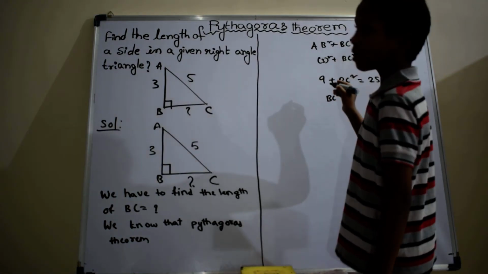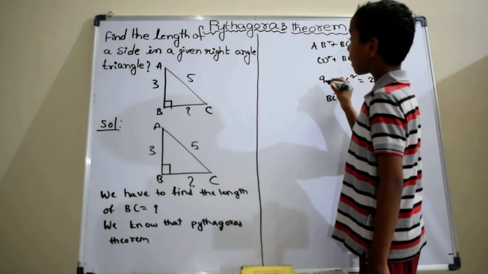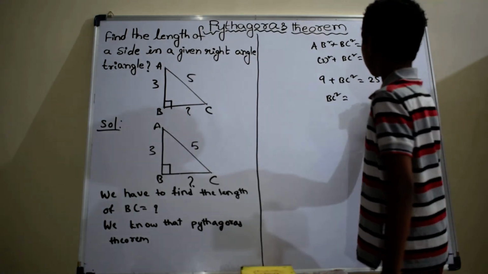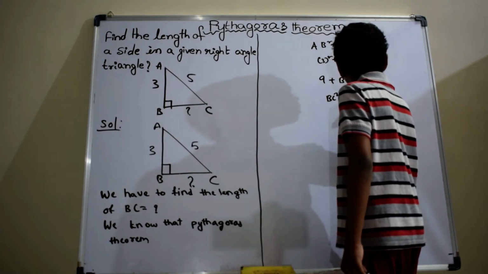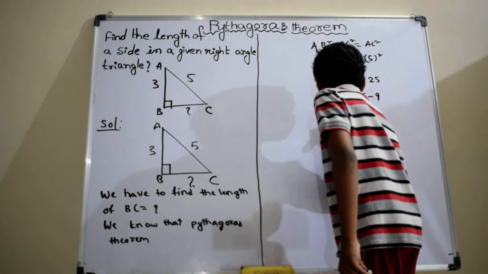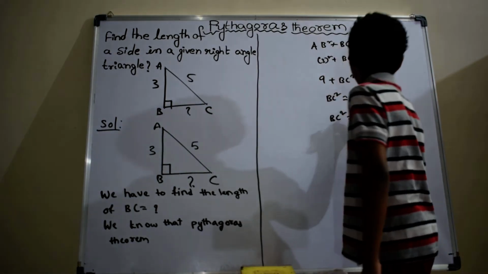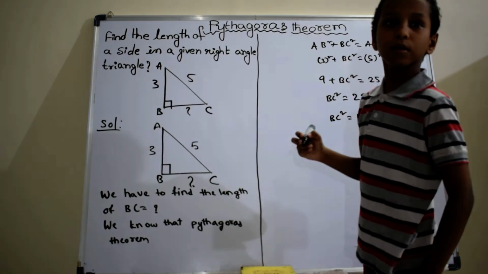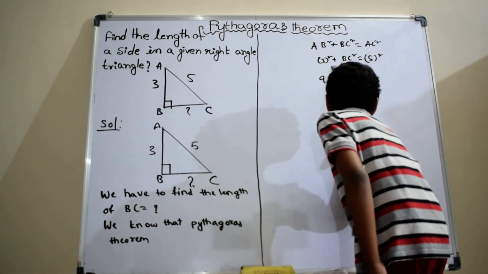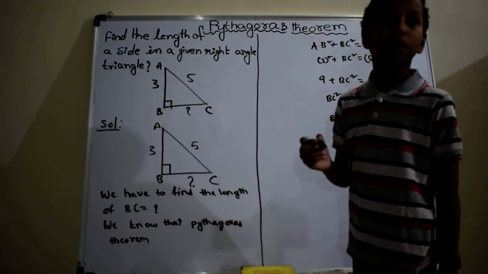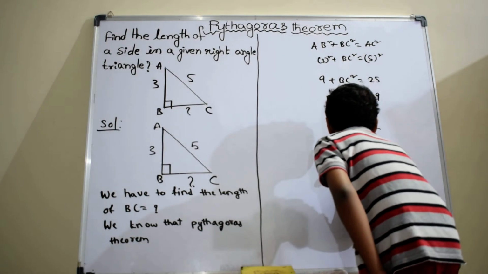BC square equal to, here I am transposing this 9 to the right hand side, which is 25 minus 9. BC square equals 25 minus 9, equals 16. BC equal to square root of 16, which is 4, so BC equal to 4.